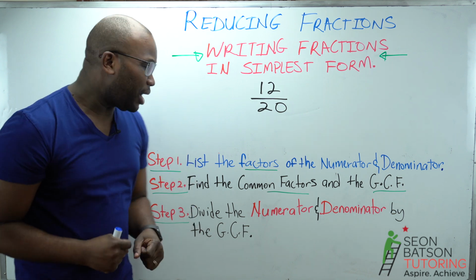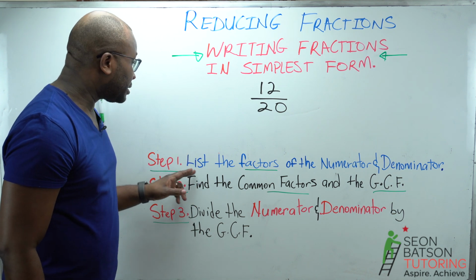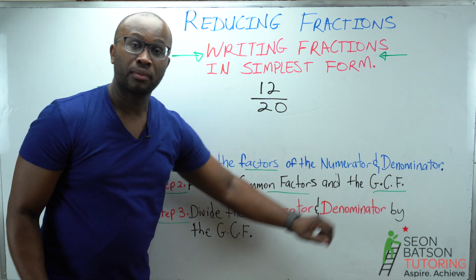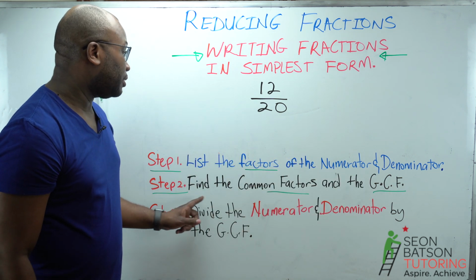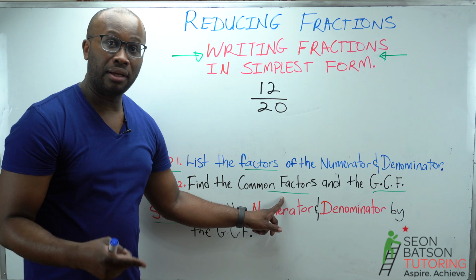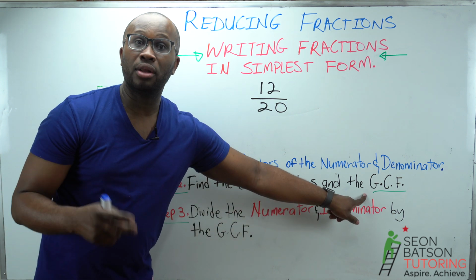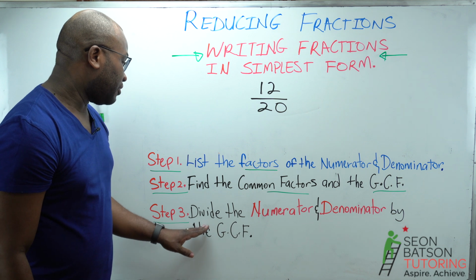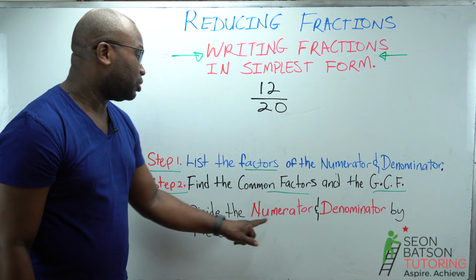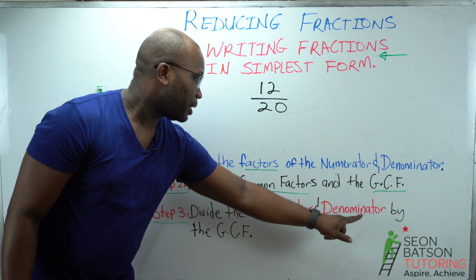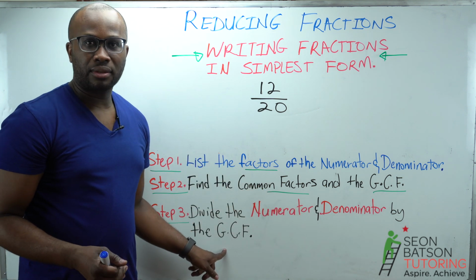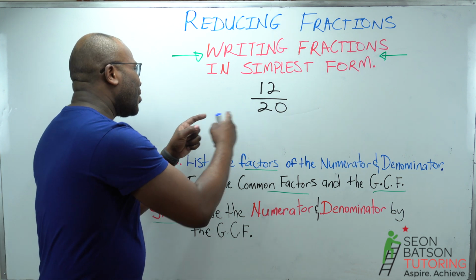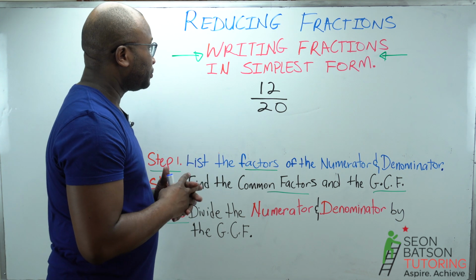Step 1, we will list the factors of the numerator and the denominator. Step 2, we will find the common factors and then the greatest common factor, or the GCF. Step 3, once we have the greatest common factor, we will divide the numerator and the denominator by the greatest common factor. 3 very simple steps. Yes? All right. Let's go to our first example here.